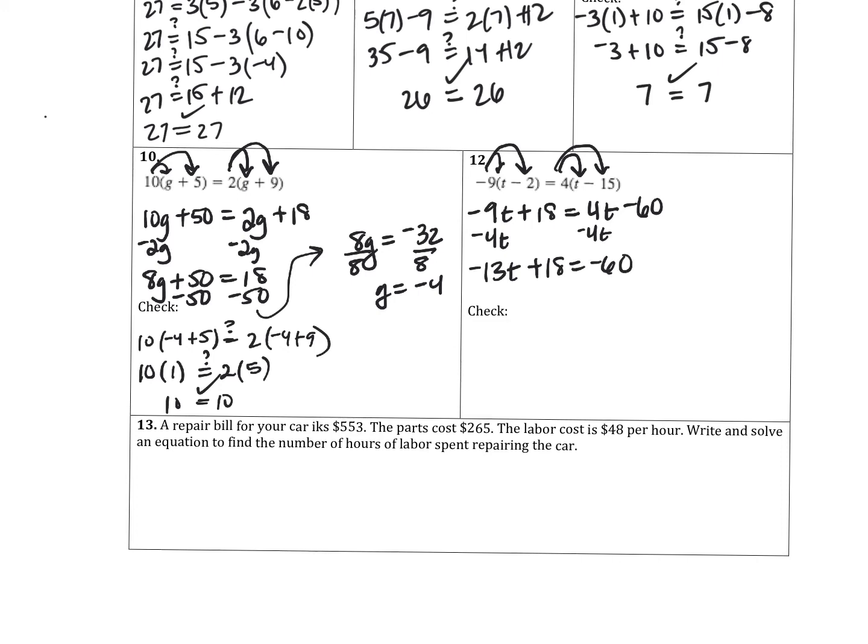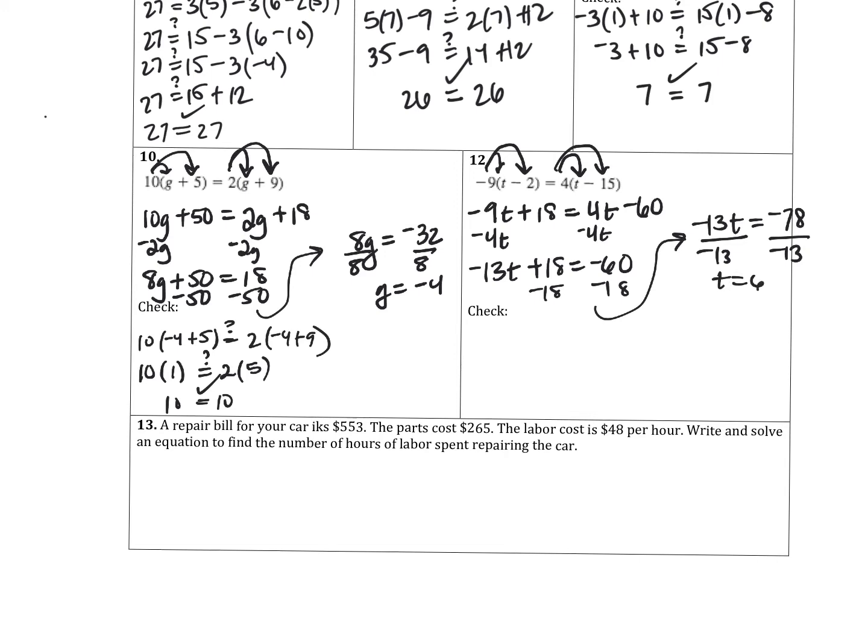All right, let's keep going here. We are going to move this 18 over by subtracting. I'm running out of room, so I'm going to come right here. And we get negative 13t equals negative 78. Let's divide both sides by negative 13. And negative 78 divided by negative 13 is equal to 6.